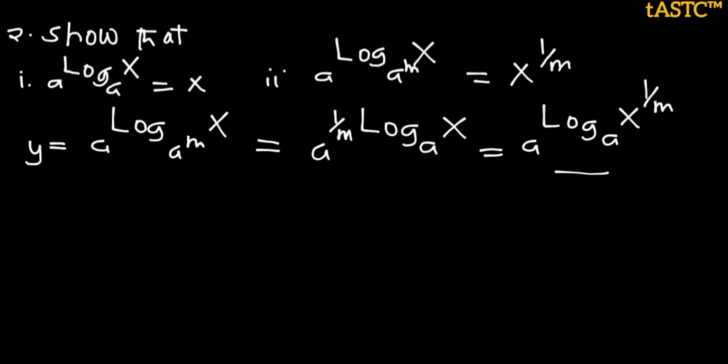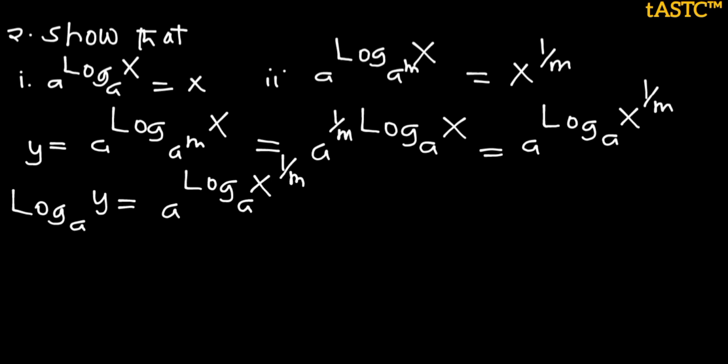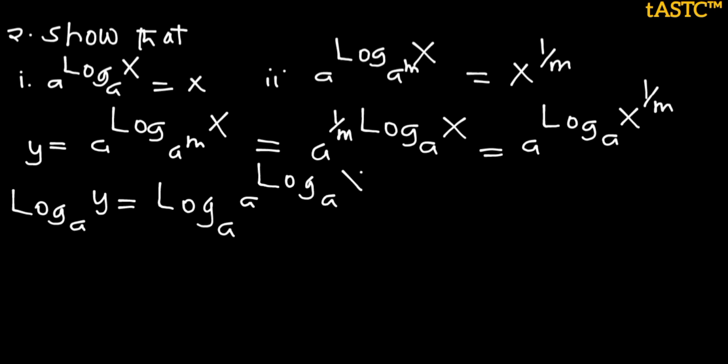So from here, you can just work it as you know the original stuff. So I know that y is equal to this whole stuff. So what I'm going to do is take log to the base a of both sides. So this is going to be log to the base a of y, and on this side we're going to have log to the base a of a to the power of a log to the base a of x to the power of 1 divided by m.